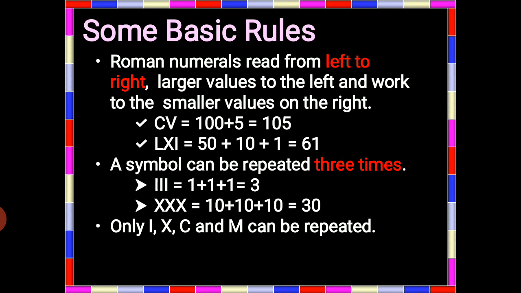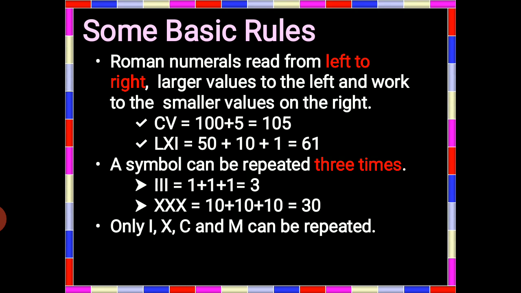Some basic rules. Roman numerals are read from left to right, with larger values to the left and the smaller values on the right. Like CV. Here C stands for 100 and V stands for 5. So 100 plus 5 is 105. Next example is LXI. L means 50, X means 10 and I means 1. So 50 plus 10 is 60, 60 plus 1 is 61.